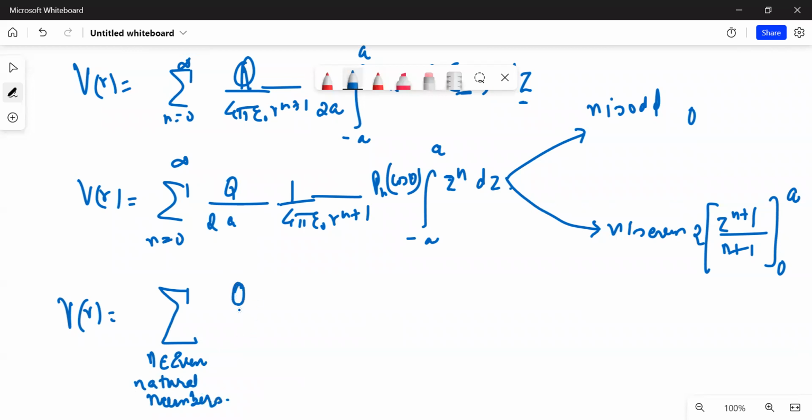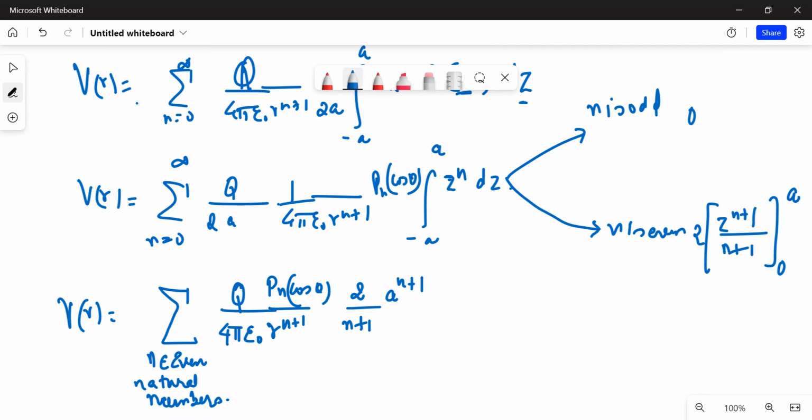And it is equivalent to writing q upon 4 pi epsilon naught, r to the power n plus 1, and then there should be P_n cos theta also, and this will be 2 times, I think, upon n plus 1, and this would be a to the power of n plus 1. Is that clear? I hope this is clear.